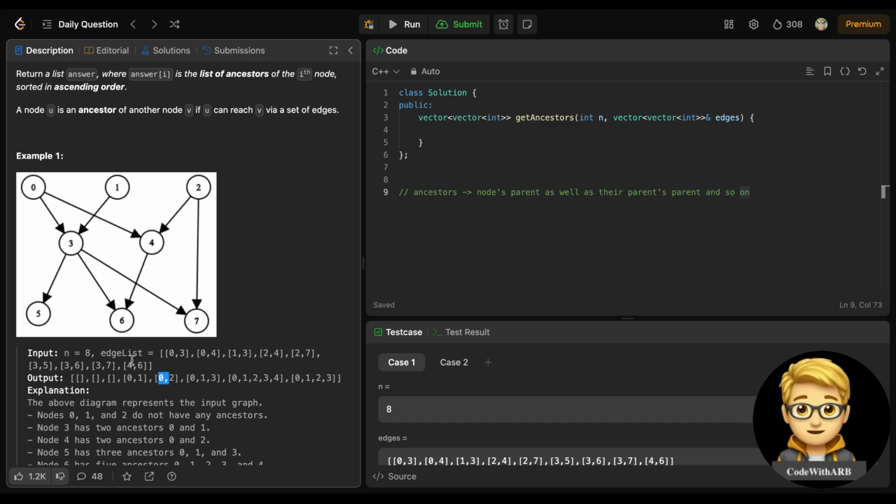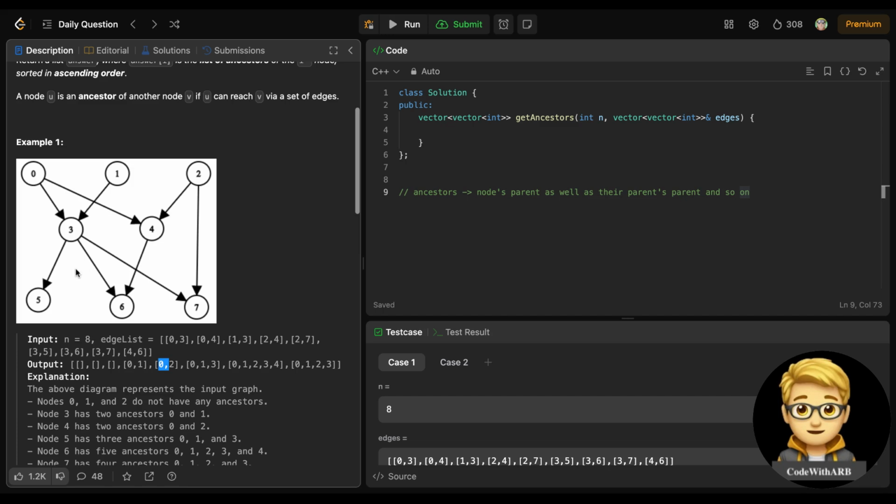Again for 5, the parent is 3, right? So 3 is an ancestor of 5, but 3's parents are also 0 and 1. It means 0 and 1 are also ancestors of 5, right? Because you can think of it like generations: 5's father is 3, 3's grandfather is 0, something like that. So 5's ancestors are 0, 1 and 3, and 0 1 3 is our answer.